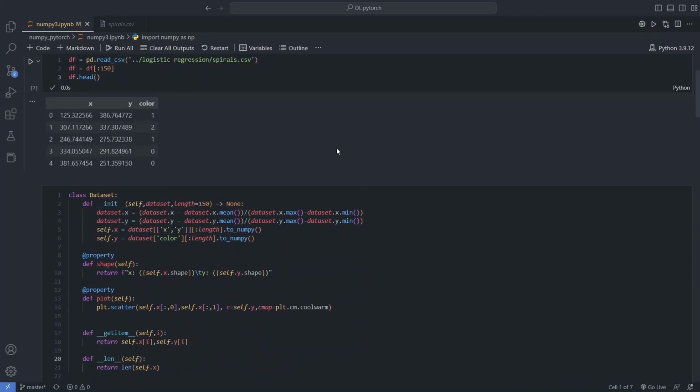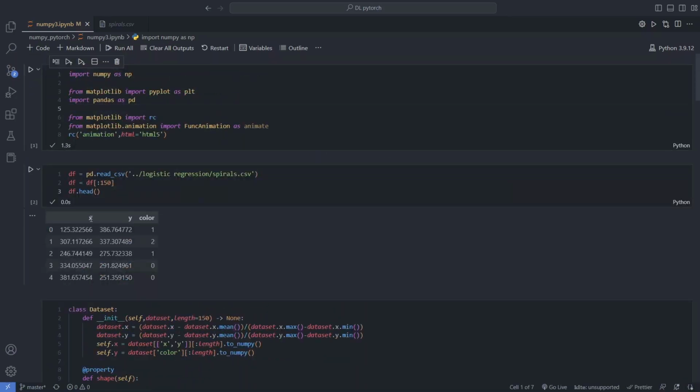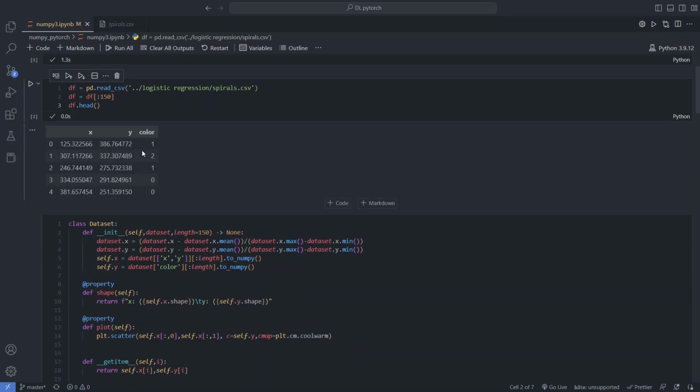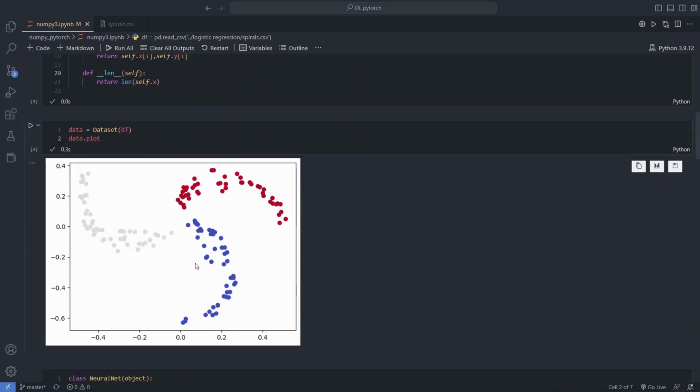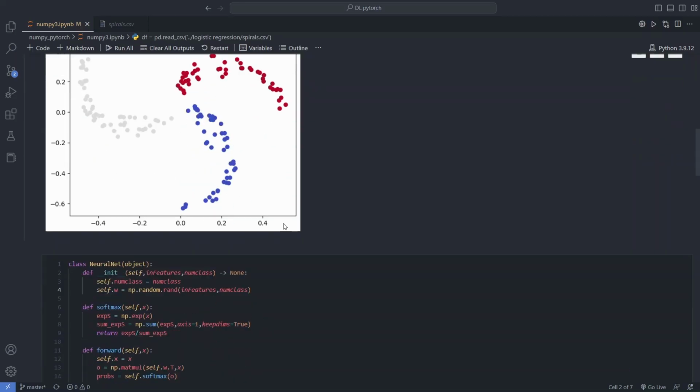So this is my dataset. As you can see, it only consists of x and y's. We are dealing with 2 dimensions, 2 features means 2 dimensions. It will be much easier to visualize for us, being 3D beings. And color is nothing but the labels. So this is how my dataset looks like. It has 3 different classes. It's kind of a spiral in shape.